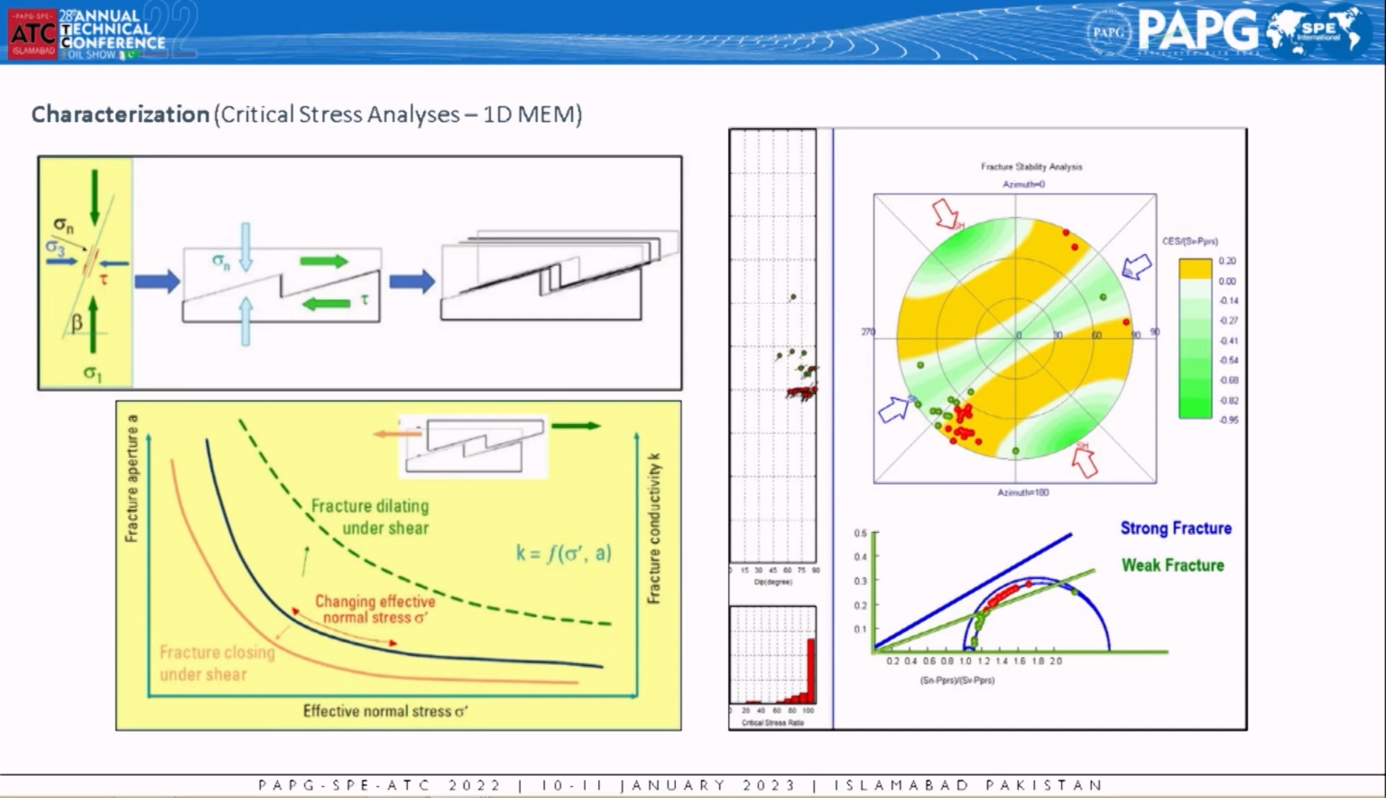So you can see on this one, the red color is basically representing the fractures which are critically stressed, whereas the green color is representing the fractures which are stable and are not critically stressed. So on the upper right-hand corner, we can see a stereonet plot where the Coulomb excessive stress is plotted. So anything which lies in the yellow color is representing the area in which any fracture will be critically stressed, and the fractures which are present in the green color will not be critically stressed and are considered stable fractures.